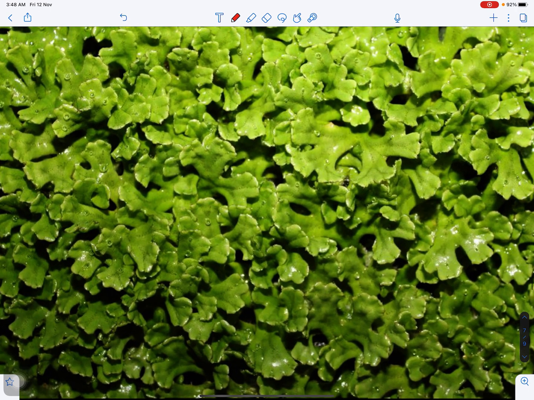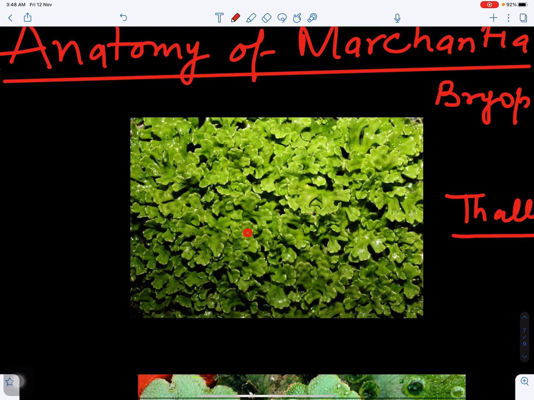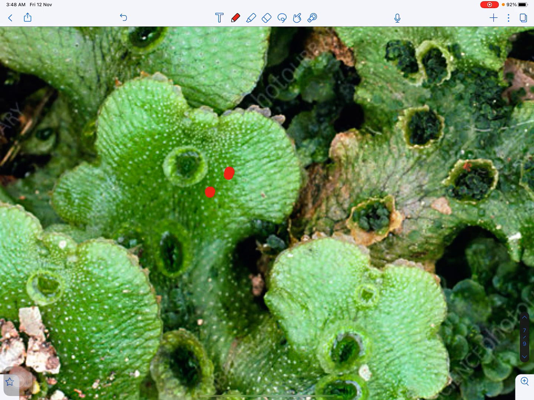Its thallus, we can see here, is dichotomously branched, and on the thallus are also present gemma cups, which help in its vegetative propagation, and they grow mostly in damp shady places. Now if you see the thallus of Marchantia closely, it may have pores on its dorsal surface. It has two surfaces, one is dorsal and the second is ventral.